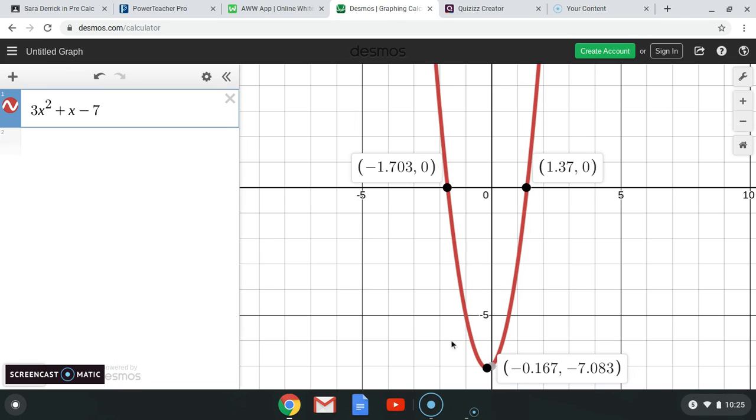Once again, hope everybody's safe and doing well out there. So parabola stuff, nothing too crazy. Use Desmos to help yourself out.